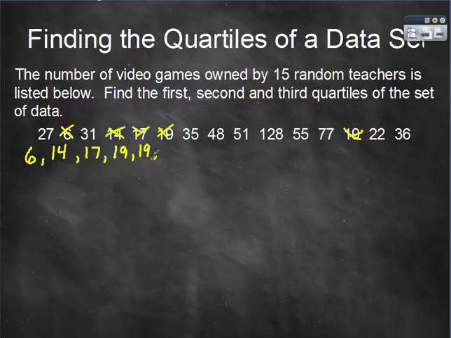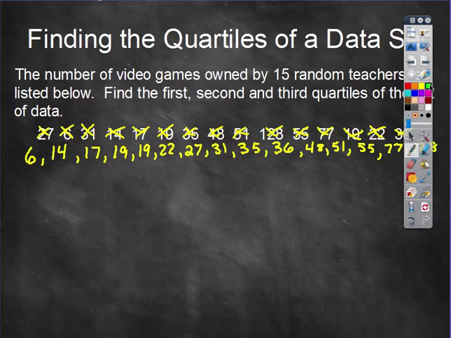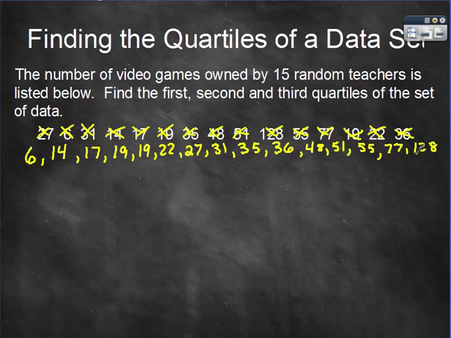From there, it looks like we're going to go to 22 and 27, 31, 35, and 36, followed by a 48 and a 51, a 55, a 77, and a 128. So we have all the numbers put in order, and from here I'm just going to start finding the median, which as you guys know, I find by simply locating the number in the middle. So instead of crossing them out for you guys, I'm just going to underline them to make my life a little bit easier, since we'll have to reuse the numbers.